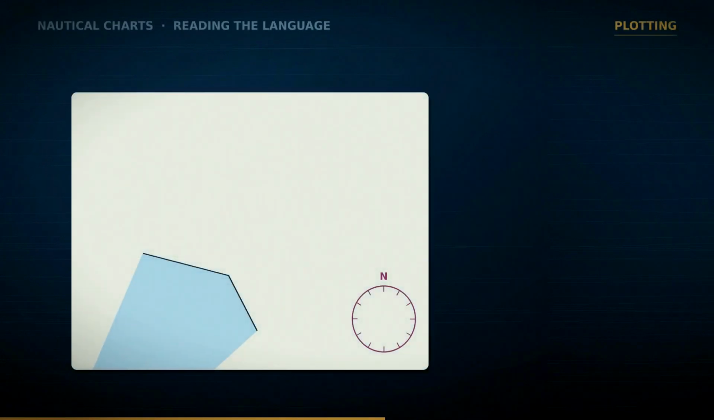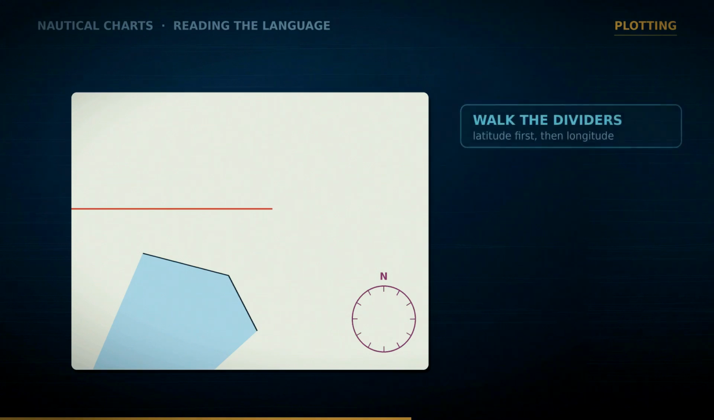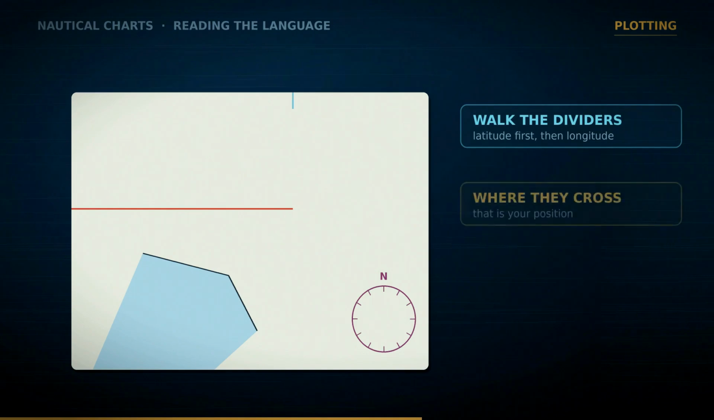To plot a position, walk your dividers from the latitude scale to your point for the north-south part, then from the longitude scale for the east-west part. Where they cross is you. To measure a course, set the parallel rule between the 2 points, then walk it to the nearest compass rose and read the true bearing where it crosses the ring.